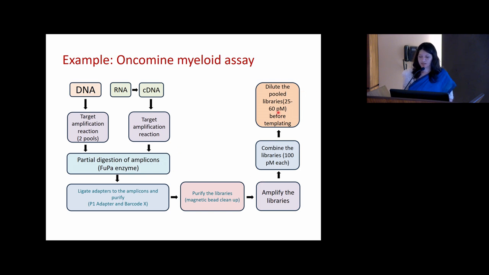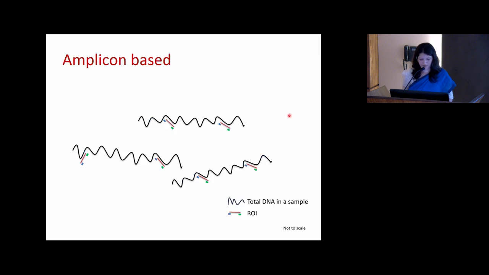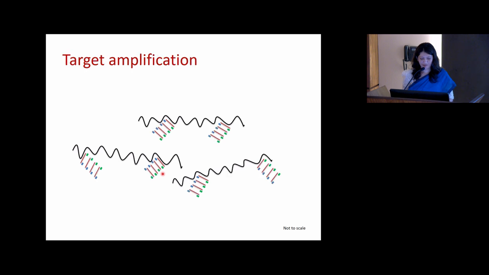And finally we'll dilute the libraries to 25 to 60 picomole before the templating occurs. So just a revision on amplicon based sequencing. This is whole DNA that is present in the sample, and in case of targeted sequencing we are only interested in some areas. So the panel is designed in such a way, using primers against the regions of interest, and so this is the region of interest, not the scary ROI that most of us are concerned with. So we'll do a PCR amplification step here to amplify the regions of interest.